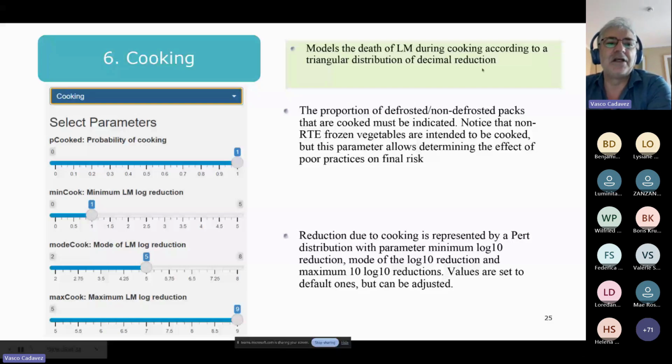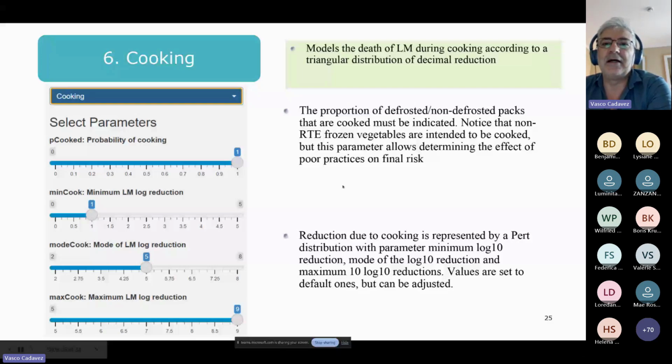Okay, so in this case cooking is always provoking the death of the Listeria monocytogenes. You can model the probability of cooking. If everything is cooked, 1. If no cooking, you put 0. But sometimes you can model different situations according to these parameters: the minimum reduction, the maximum reduction, and the maximum Listeria log reduction during cooking. So you have these parameters that you can control during cooking.